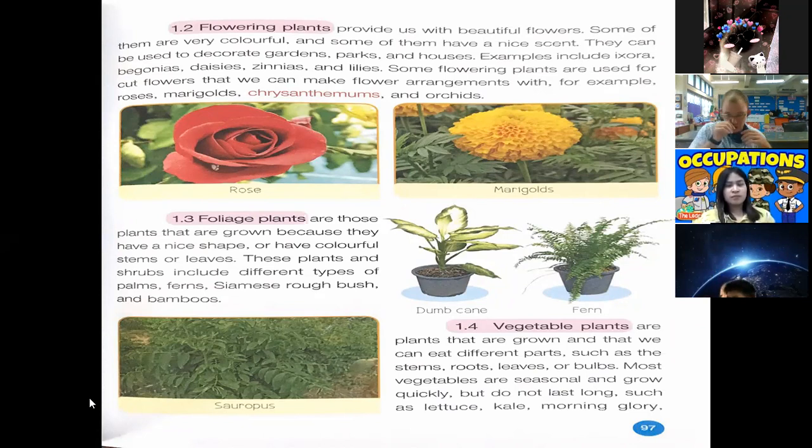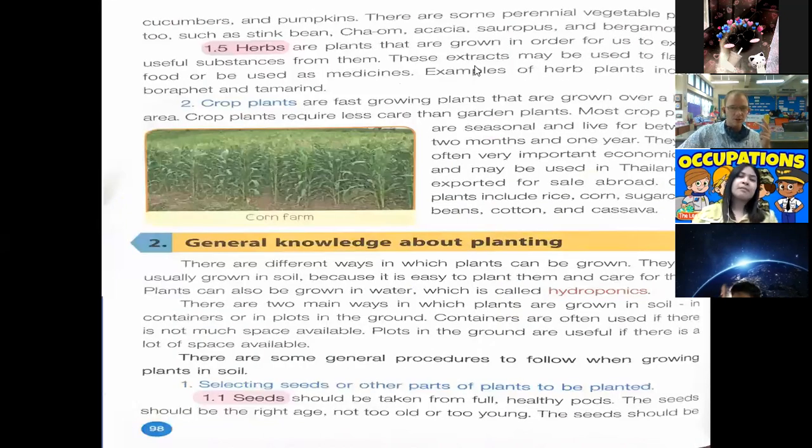These are the ones which grow from different parts, and all of them are a little bit different. We can get stuff like lettuce, which is a leaf vegetable. We can get kale, morning glory, which are all leaf vegetables. But we can also get stuff like cucumbers and pumpkins, which are fruit vegetables. They are made into fruits. And there are some perennial vegetable plants too, such as stink bean, cha-om, acacia, sourpuss, and bergamot.